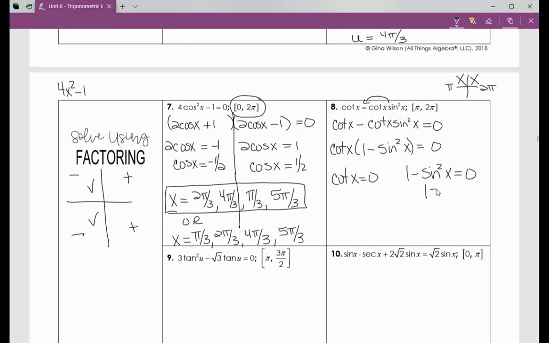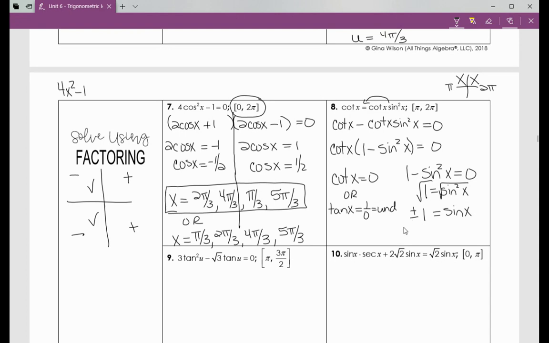solve it. So 1 equals sine squared x. Take the square root of both sides. So sine x equals positive and negative 1. Now, if you want to deal with cotangent, that's fine, or you can rewrite it as tangent x, and the reciprocal of that, which is 1 over 0, which is undefined.